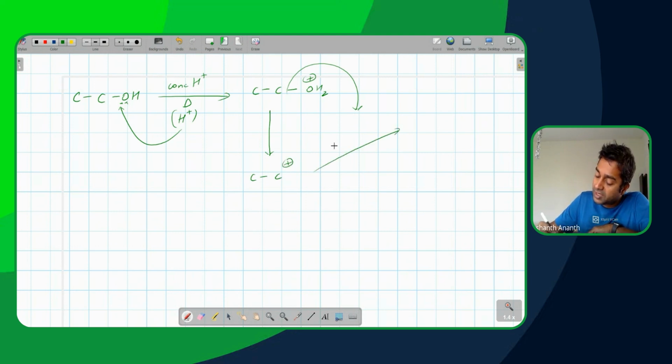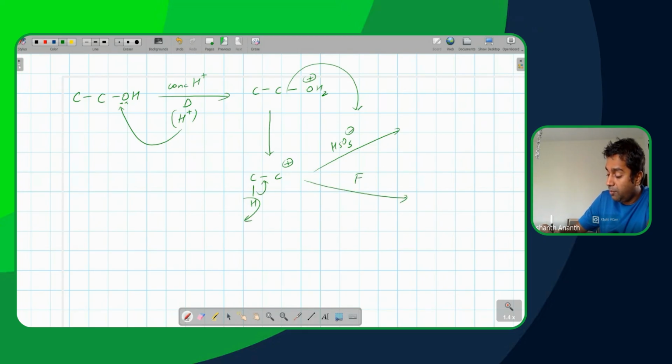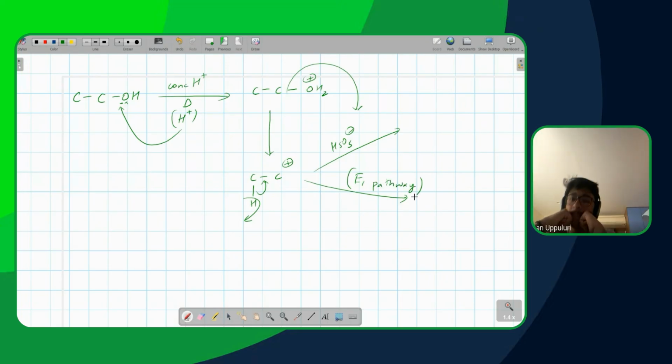There were some paths available for us. First was we basically said HSO3 minus can come and do business over here, or we can have this guy getting out, this guy can shift over here. That will be our E1 pathway. What else?